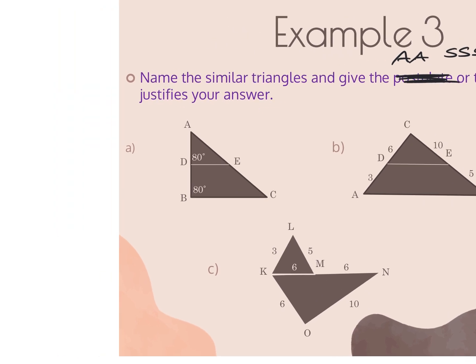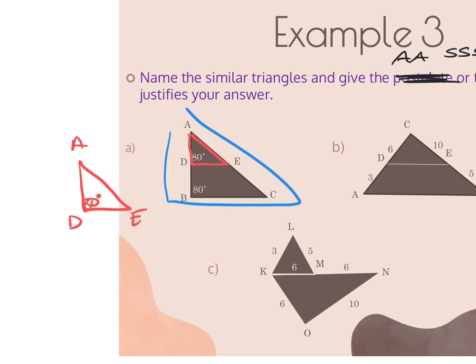So the triangles I'm going to try to show are similar are going to be this little one on the top, the ADE, and they gave me that angle D here is 80, and then I'm going to compare it to the whole thing, the ABC. And angle B here is also 80.